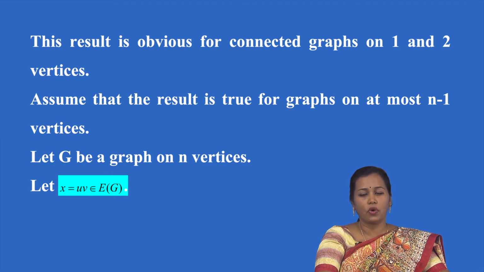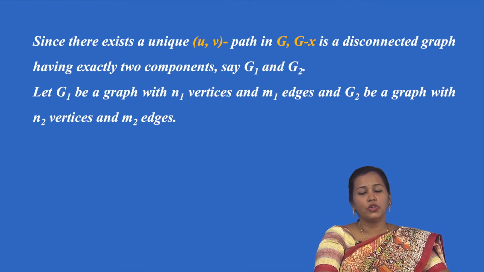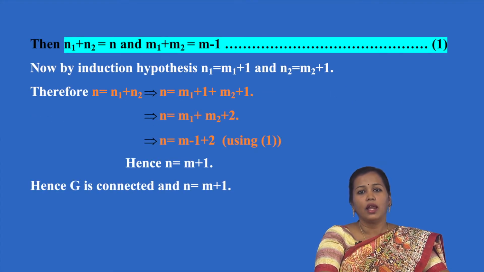Let G be a graph on n vertices and let x equal to uv belong to the edge set of G. Since there exists a unique uv path in G, G minus x is a disconnected graph having exactly 2 components, say G1 and G2. Let G1 be a graph with n1 vertices and m1 edges, and G2 be a graph with n2 vertices and m2 edges. Then n1 plus n2 equals n and m1 plus m2 equals m minus 1. Let this be equation number 1.